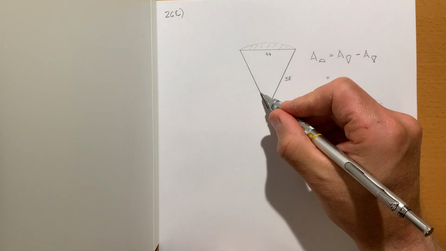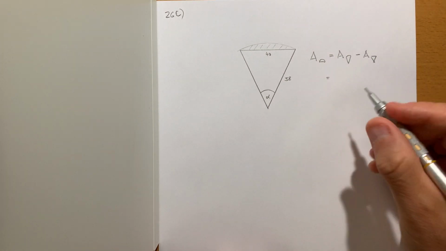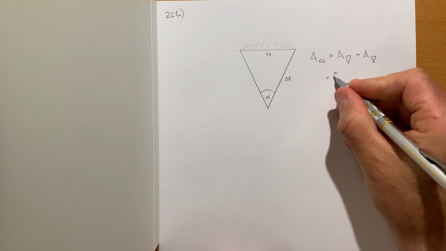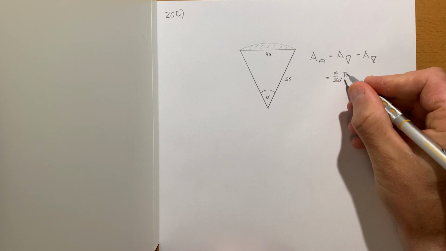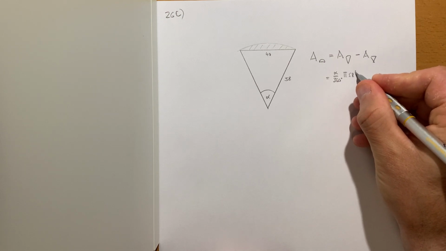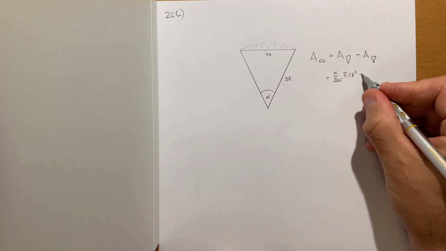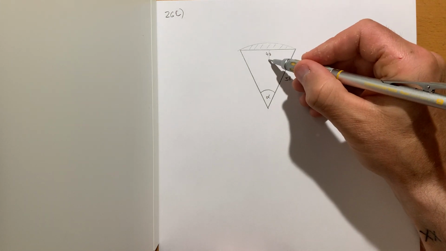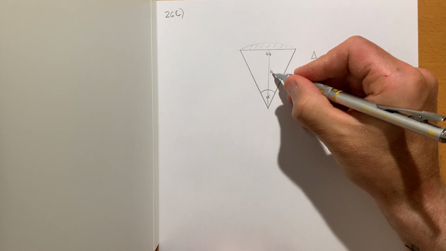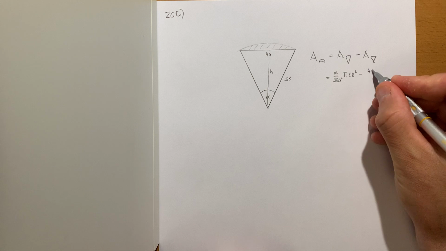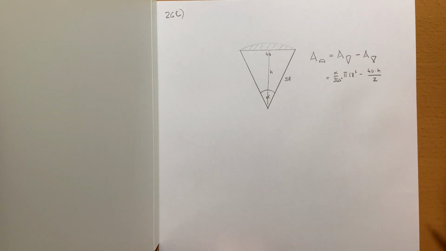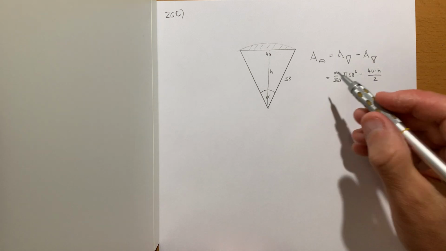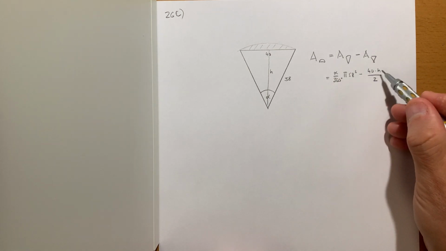So that's a certain angle alpha that we don't know just yet. So it's alpha over 360 times pi times 58 squared, minus, we'll need the height later on, 40 times the height divided by 2. Well, that's our goal. So we need alpha and we need the height.